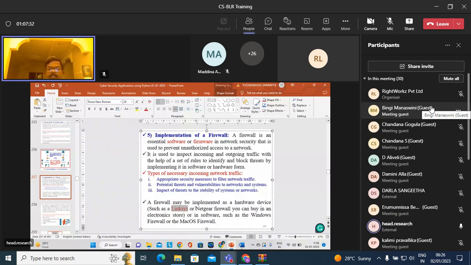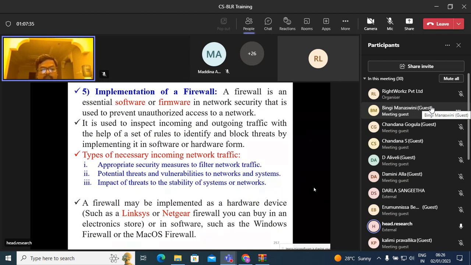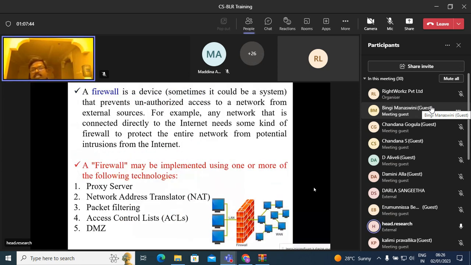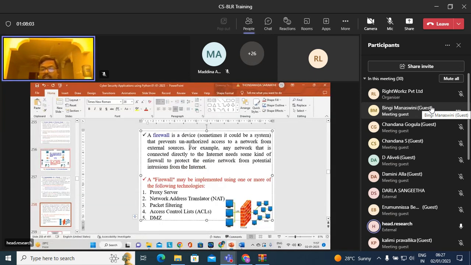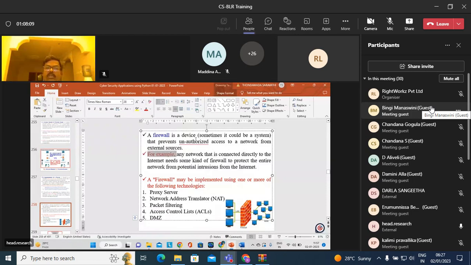Then there are software firewalls such as the Windows firewall or the Mac OS firewall. A firewall is a device, sometimes a system, that prevents unauthorized access to a network from external sources. For example, any network that is connected directly to the internet needs some kind of firewall to protect the entire network from potential intrusions from the internet. Whoever is using the internet needs to be careful while using it.